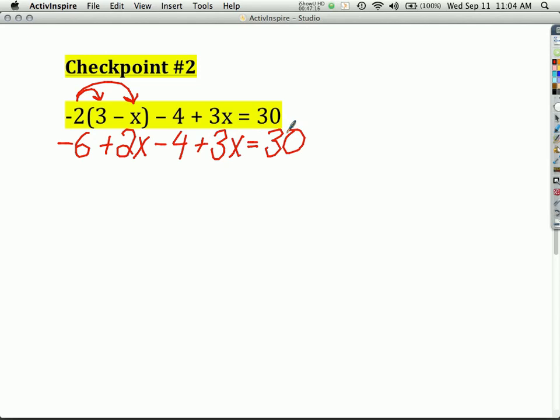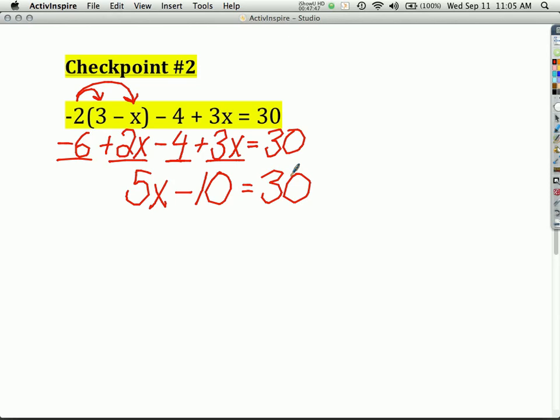So this was the first time where you had to combine like terms, but there were 2 sets of like terms. You got 2x and 3x is 5x, and then -6 and -4 is -10 equals 30. From there, could someone tell us how many steps it will take to solve? How many steps, Alyssa? 2. So you should be able to recognize when there's 2 steps. Very good.